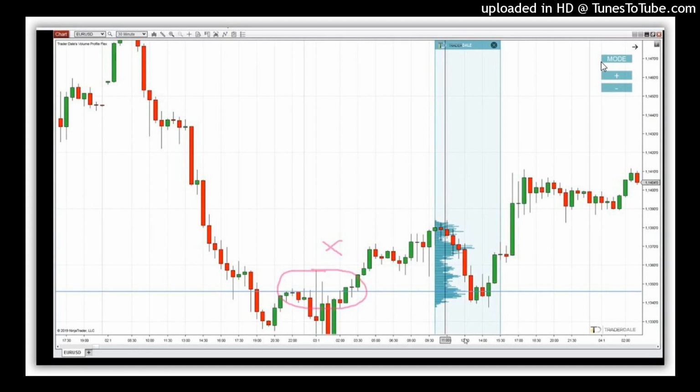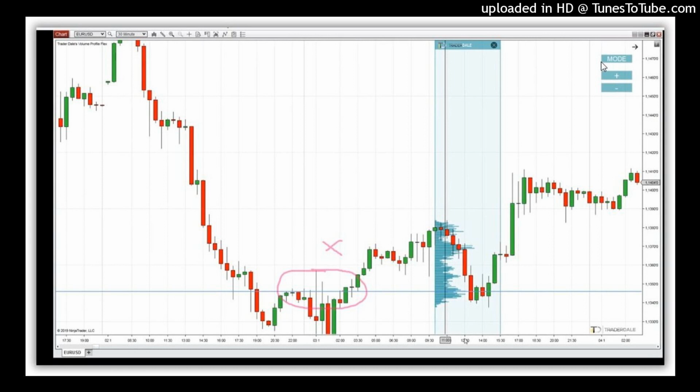The next rejection is this one. Let's move the profile over the rejection like this. And let's zoom it a bit so we can see where the volumes were the heaviest. Now, if you really zoom it, then you will see that the heaviest volumes are in here.